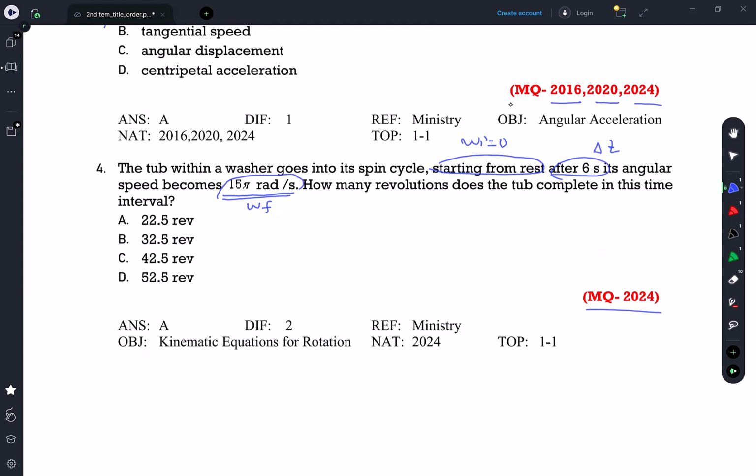Fine, now this is an accelerated motion, so I am going to use one of the kinematic equations. How many revolutions does each tube complete in this time interval? Delta theta is the question. I'm going to use the second kinematic equation: delta theta is equal to 1 over 2 times omega initial plus omega final, times delta t. So 1 over 2, omega initial is 0, omega final is 15 pi, multiplied by 6. So 6 divided by 2 is 3, and 3 times 15 gives 45 pi radian.